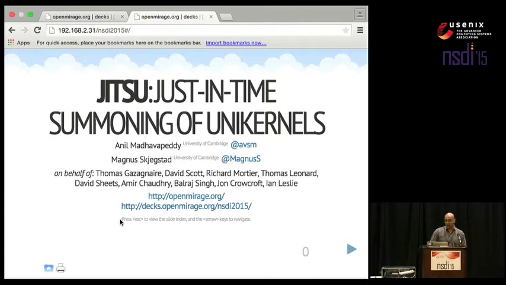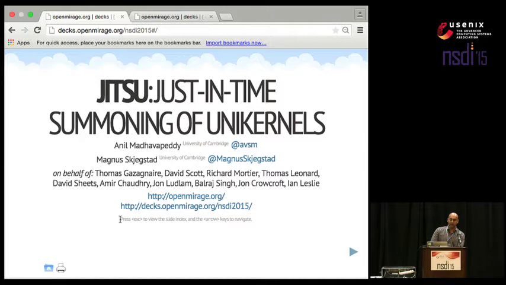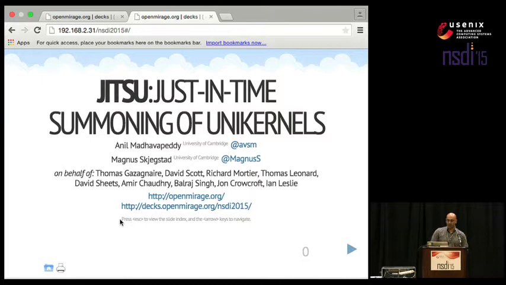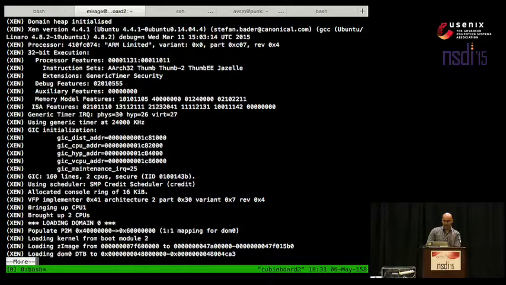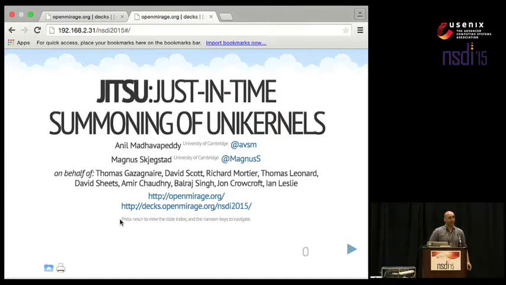So if anyone wants to follow along, you can go to dex.openmirage.org, and the slide decks are all up there under the NSDI 2015 bit. And this one here is running on a local system that is actually running on Xen. As we go through the talk, if one of them cuts out, I will switch over seamlessly to the one hosted in the cloud.